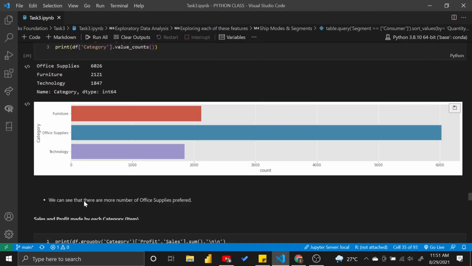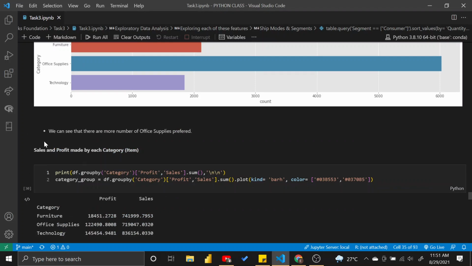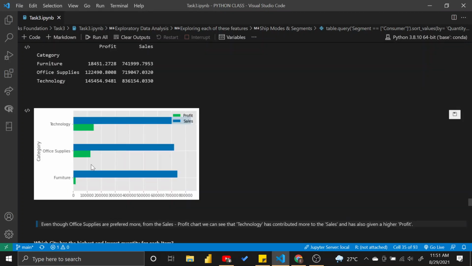Now let's see the sales and profit made by each category. So I've done the group by function again. And if you can see here, the maximum sales is done by technology and the profit is also the highest for technology. The minimum sales is done by office supplies, but it's second in line compared to furniture. Furniture has more sales than office supplies, but the profit is really, really low. So that's some place that we can look at furniture.